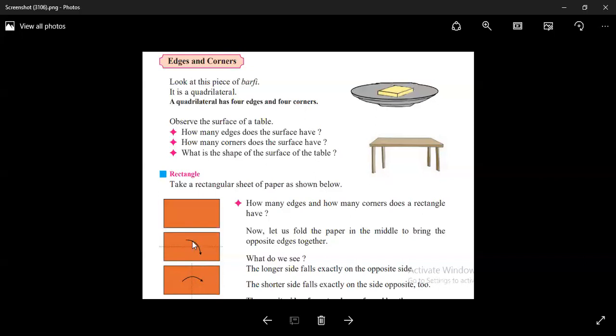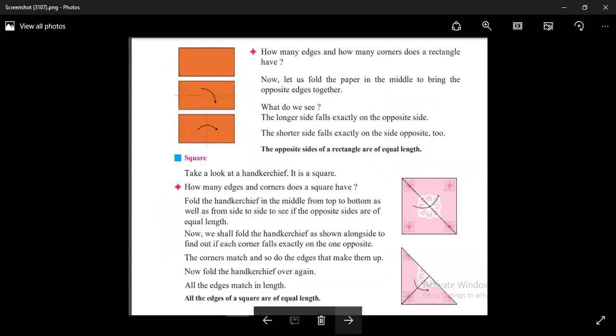So children have come to know the quadrilateral and rectangle figures. Now in the next picture you will see the triangles. Now take a look at a handkerchief, and it is a square. Now you will know about the square. You can see the picture of a handkerchief which is in square shape.